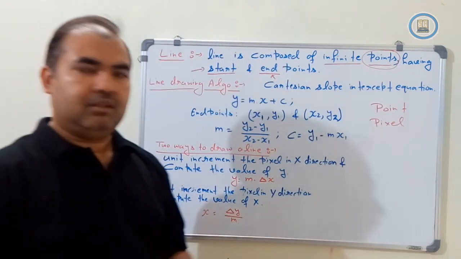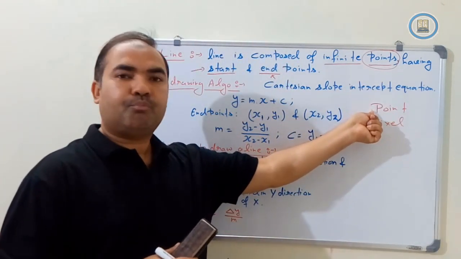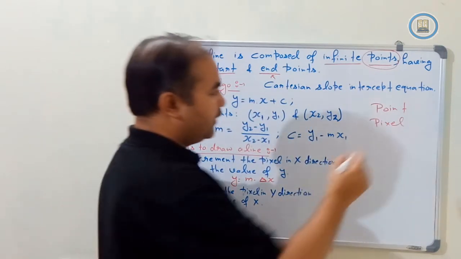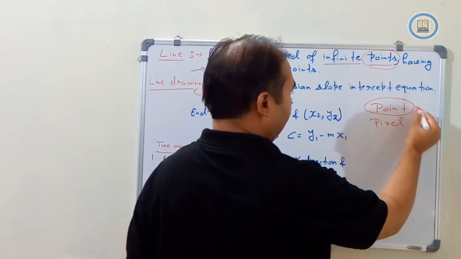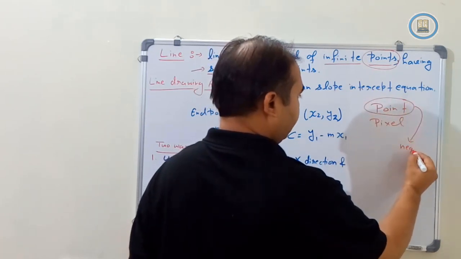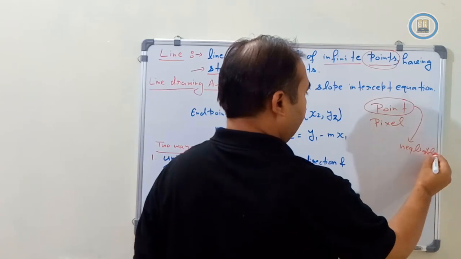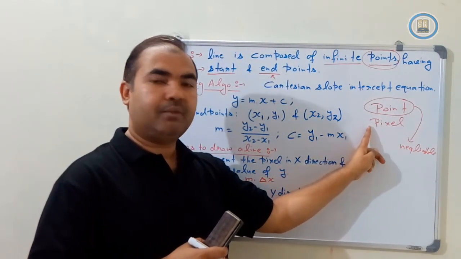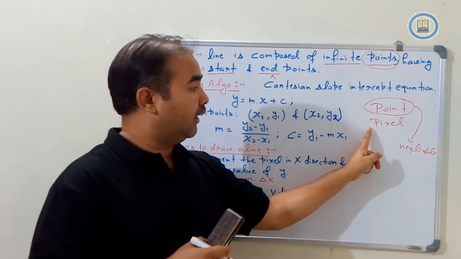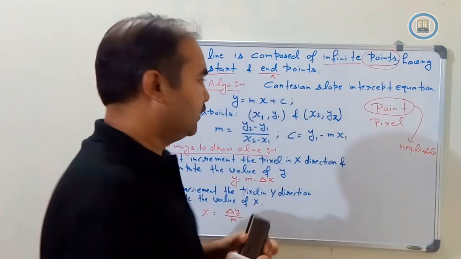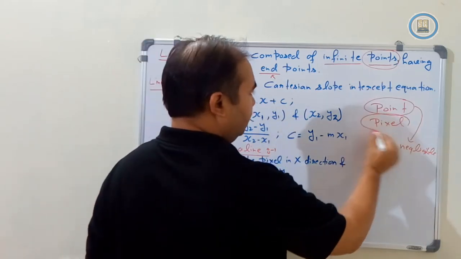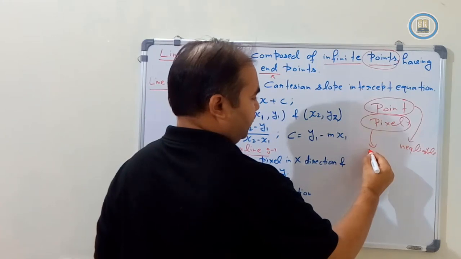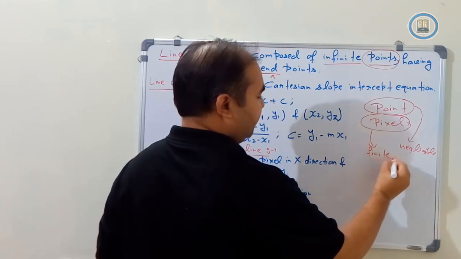The size of a mathematical point is negligible. In mathematics we consider the size of the point to be negligible. But the size of the pixel is a practical unit. We implement the pixel on the computer screen, and it has some finite size. So it is not possible to draw a line with infinite pixels, because the size of the pixel is finite.